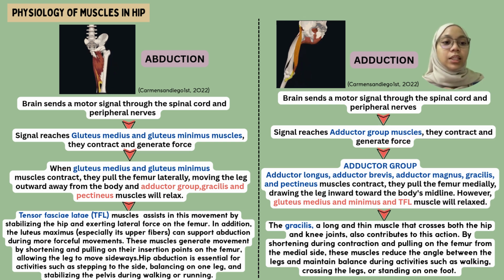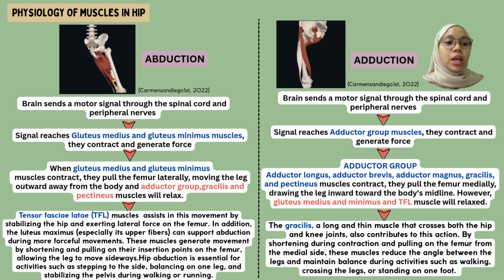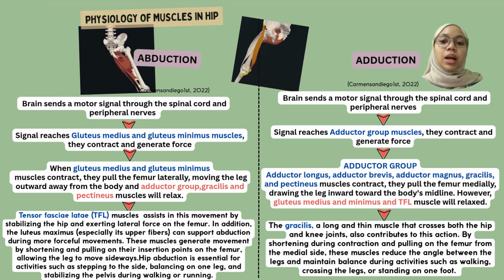Other than that, the gracilis muscle, a very long and thin muscle, also helps as it crosses both our hip and knee joint. So it contributes to this action by shortening during contraction and pulling on the femur on the medial side. This muscle will actually reduce the angle at the hip and maintain balance during activities such as walking, standing on one foot, or even crossing our legs.